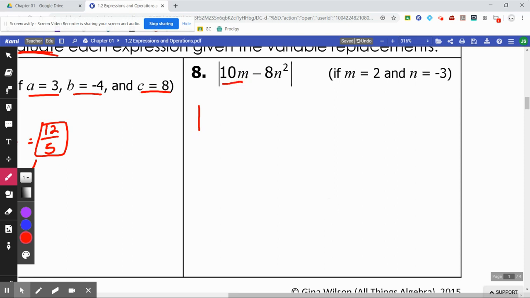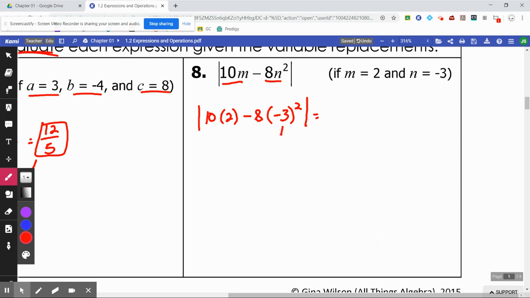Absolute value bars, 10m minus 8n squared. The first thing you're going to do inside of those absolute value bars is square the n as you plug it in. With this one, as we plug them in, we'll put them in parentheses. So we have 10 times m, which is 10 times 2, minus 8 times n to the second, which would be negative 3 to the second.